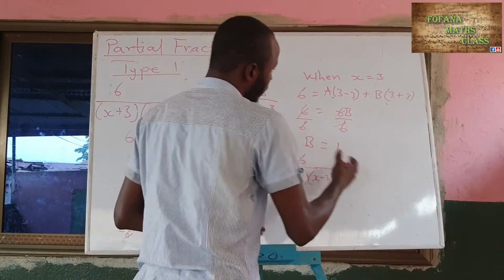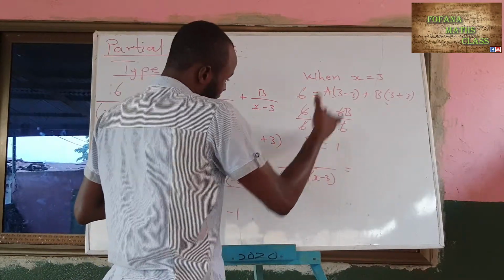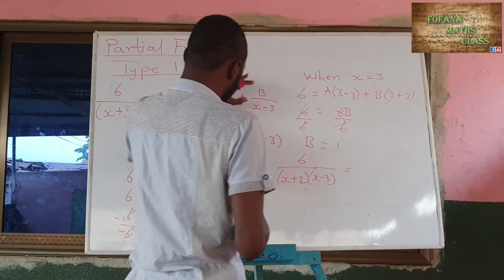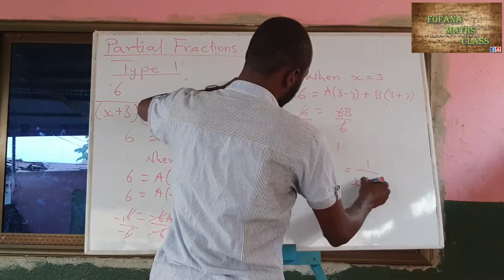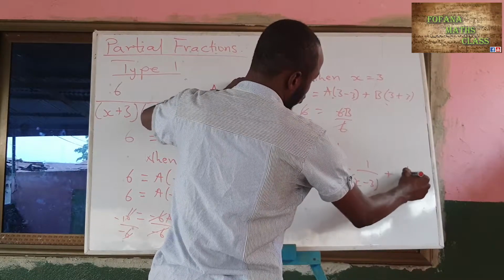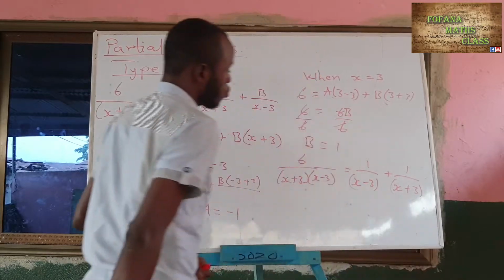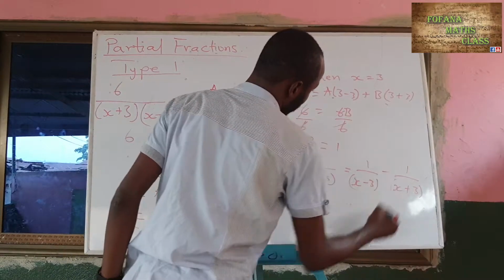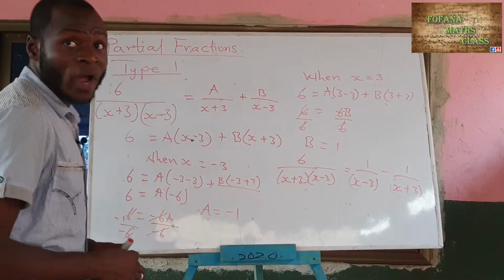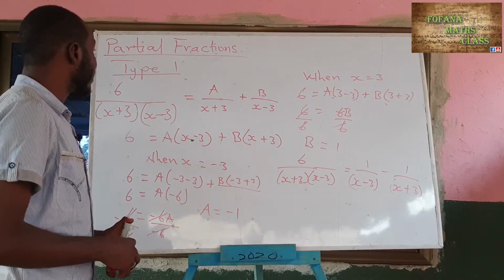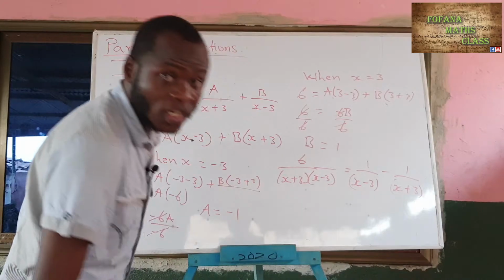To make the writing look nice, we bring the a term to the second part, and the b will come to the beginning. So we have b equal to 1 over x minus 3 here, then minus 1 over x plus 3 here. Sorry, it will be minus here because we had minus for a. So this will bring us to the end of type 1 of the partial fraction. Now we will quickly move to type 2 of the partial fraction.